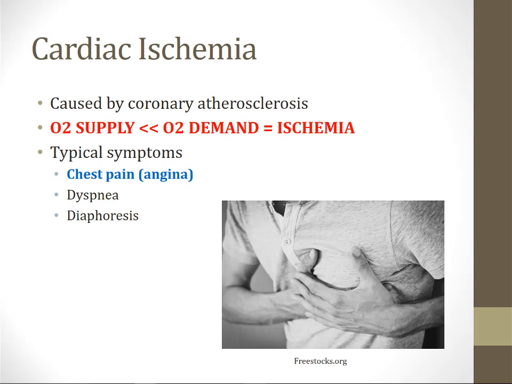Cardiac ischemia is usually caused by coronary atherosclerosis, and when there is a narrowing of a coronary artery, this decreases the supply of oxygen to the myocardium. Anytime the supply of oxygen is less than the demand, this leads to ischemia. So the hallmark of ischemia is an imbalance between oxygen supply and demand. The typical symptoms that occur when patients develop cardiac ischemia are chest pain, which is called angina, dyspnea, diaphoresis, and there are many other symptoms, but these are the common and classic symptoms of cardiac ischemia.